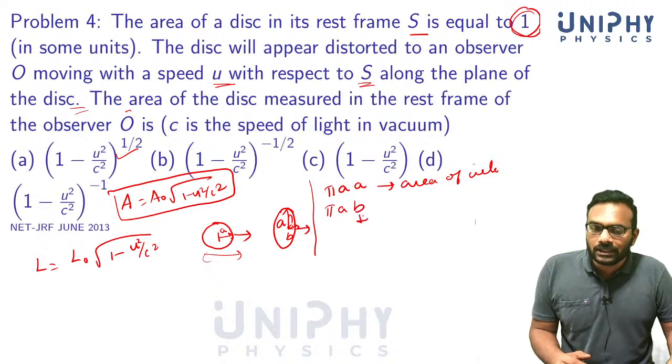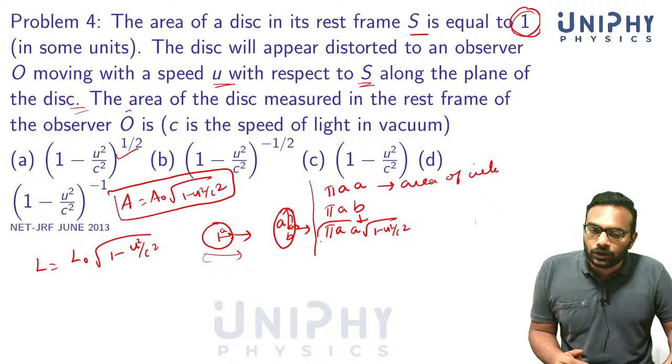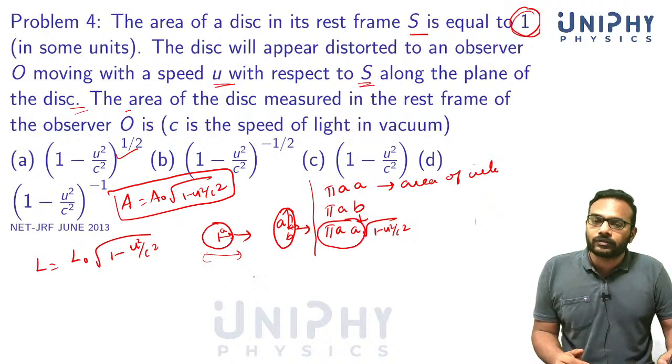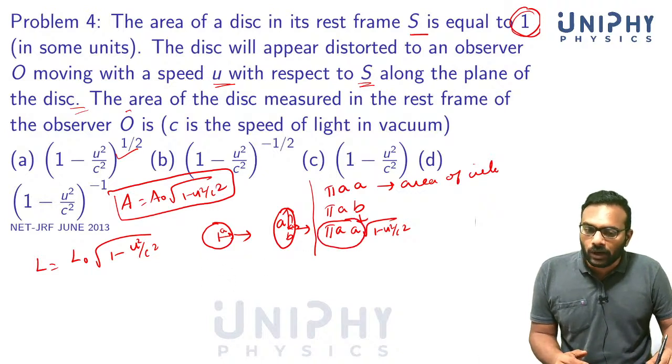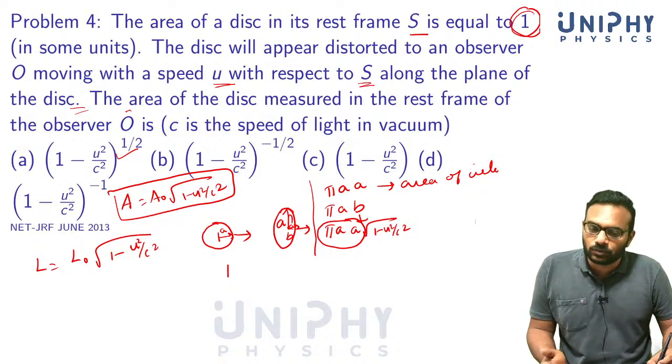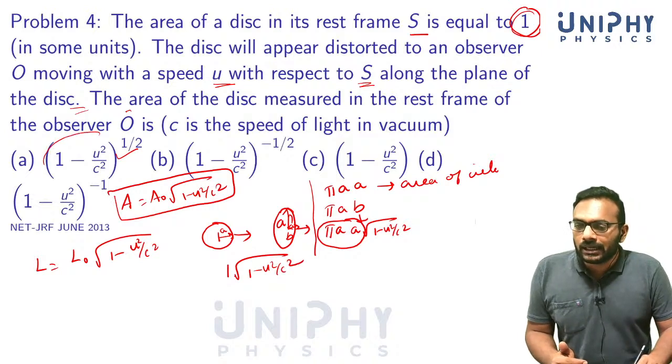And what is B? It is the shortened length. So that's equal to pi A square root of 1 minus u square by c square. All right, and we already know this. This is pi A square, the area of the circle, which is given to be 1 in some units. So the answer is 1 multiplied by 1 minus u square by c square. So this is the correct answer.